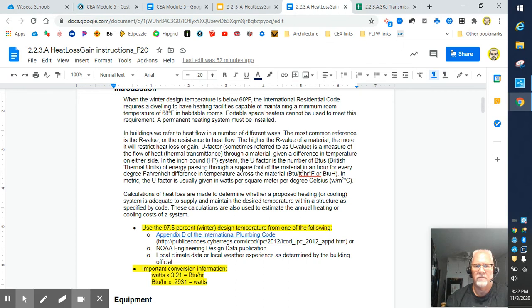So in the inch-pound system, the U factor is the number of British thermal units, the BTUs. All right, I'm going to fast forward here.